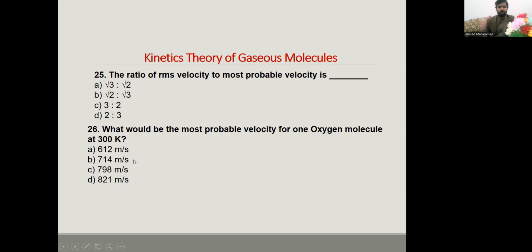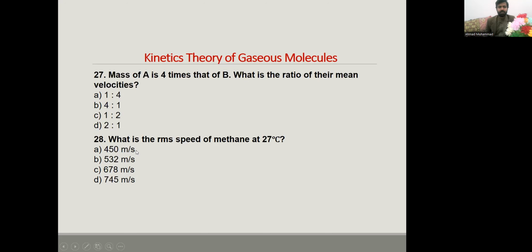So the right option from these options is B, 714. You can add the value into the most probable velocity formula and get the calculation, which is equal to option B, 714 meter per second.